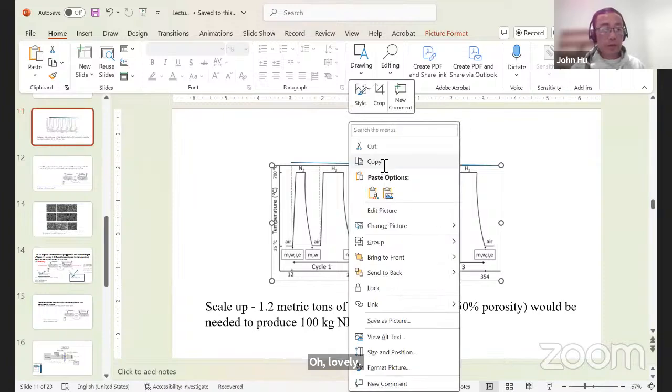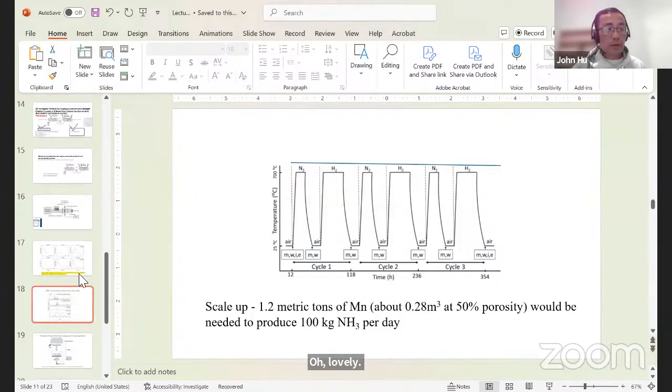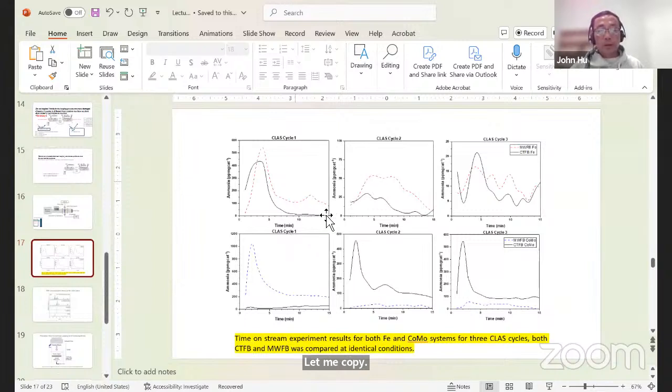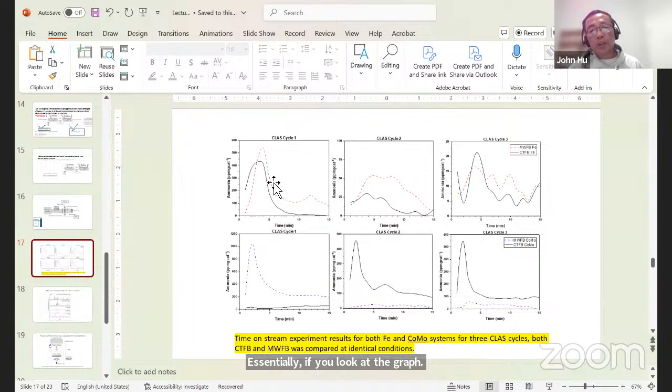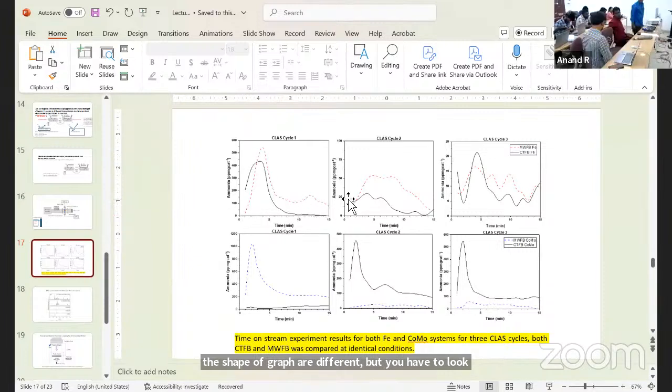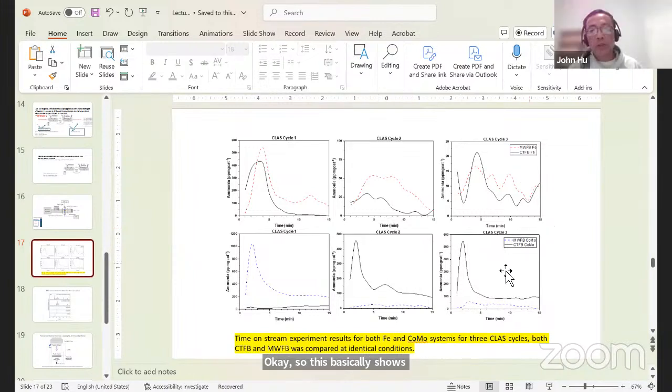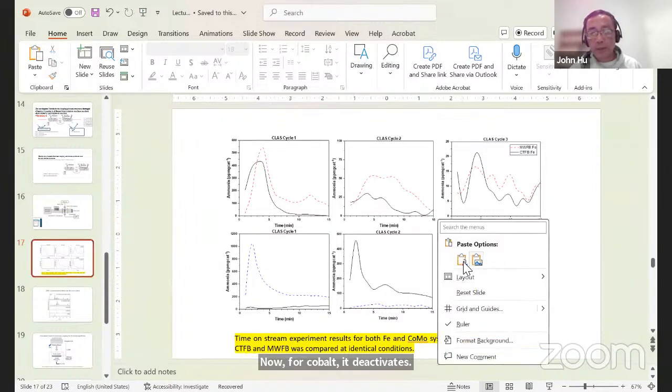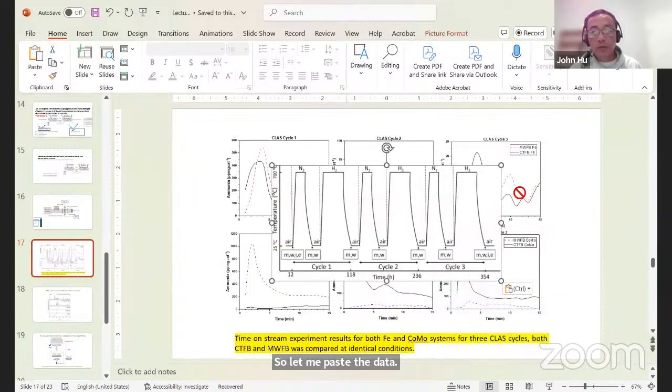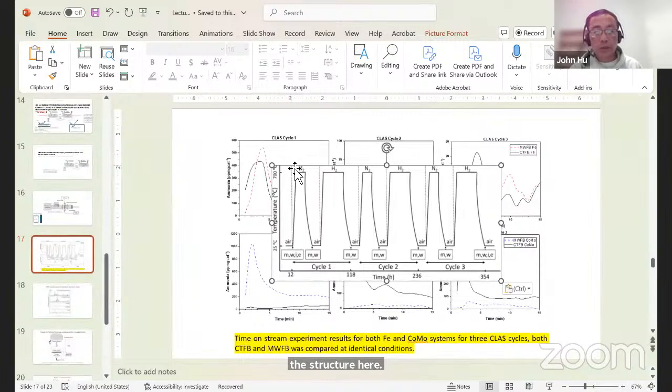Let me copy. Okay. So it's a microwave. Actually, if you look at the graph, this is really similar. I mean, the shapes of the graphs are different, but you have to look at the amount of ammonia underneath, integrate underneath. Okay, so this basically shows no deactivation. So for the iron catalyst it is the right line. Now for cobalt it deactivates. So let me paste the structure here. So this is what your question is, all right?